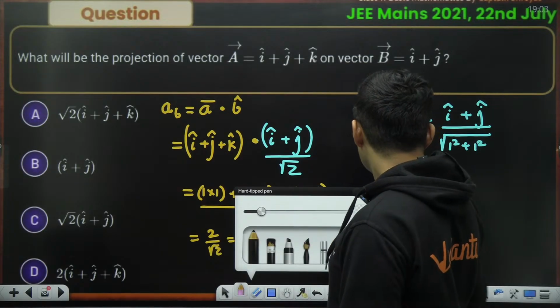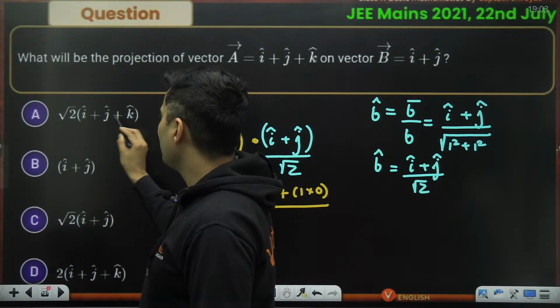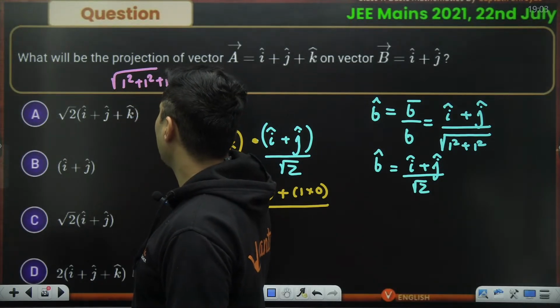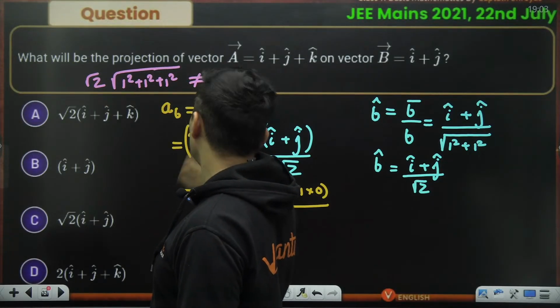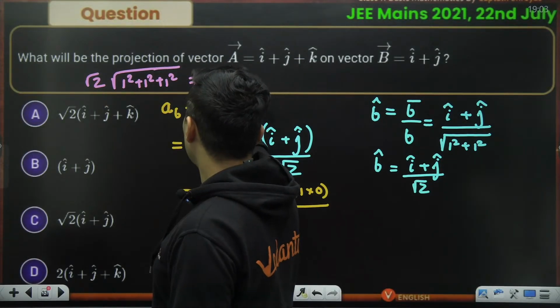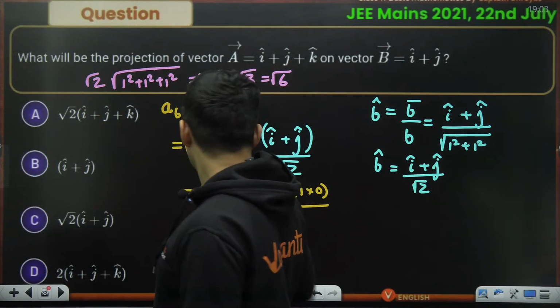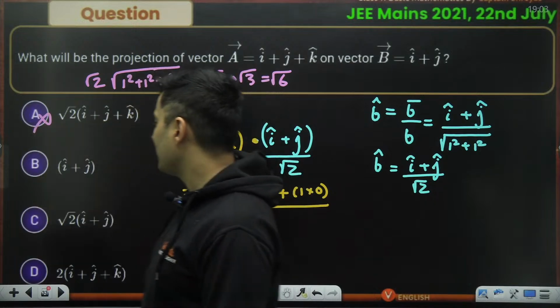If you see the first vector, 100% it is like 1 square plus 1 square plus 1 square, 1 square plus 1 square plus 1 square multiplied by root 2. 100% it is not root 2. In fact, it will be nothing but root 2 multiplied by root 3, which is root 6. So definitely magnitude wise it is not root 2. So option A gets eliminated.